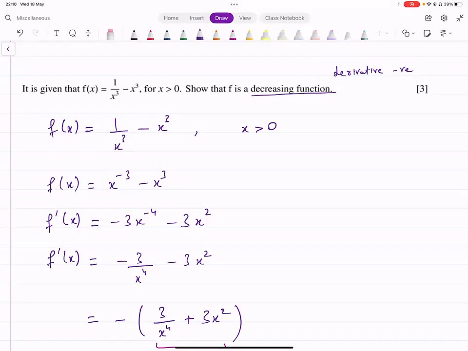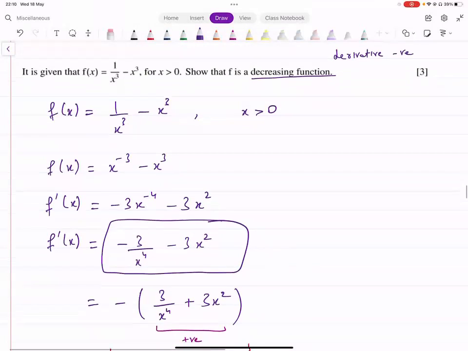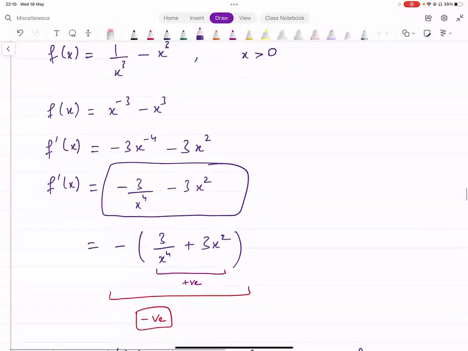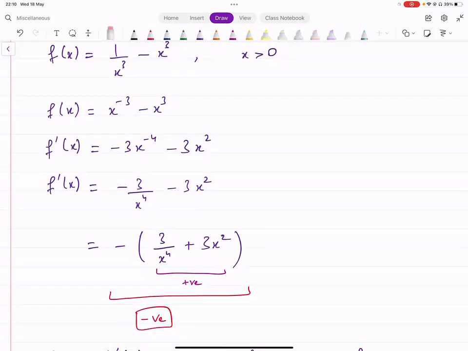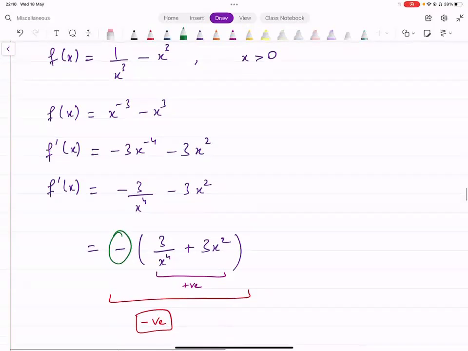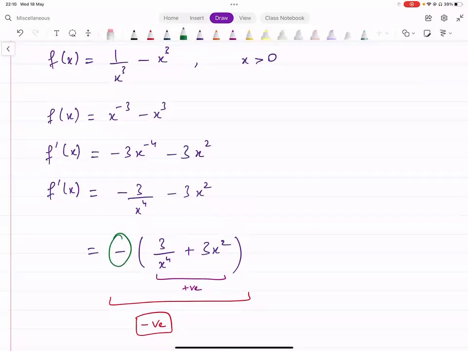This is what the derivative looks like. And now you think about it. आपने prove करना है कि decreasing function है. Decreasing function का मतलब ये है कि आपने prove करना है ये हमेशा negative है. How do you do that? What you can do is you can actually take negative common outside, like we've done here. Negative आपने common ले लिया भाई. अंदर क्या बचा? 3 over x raised to the power 4 plus 3x square.